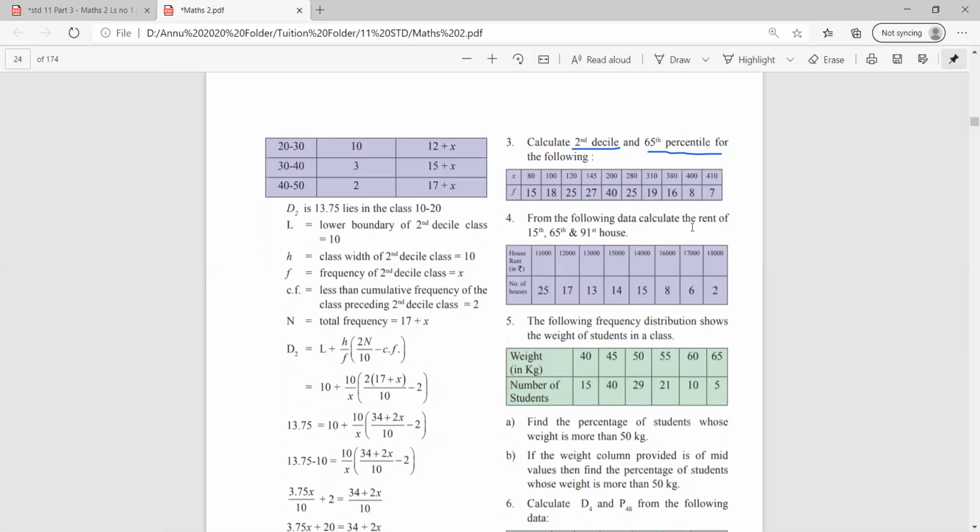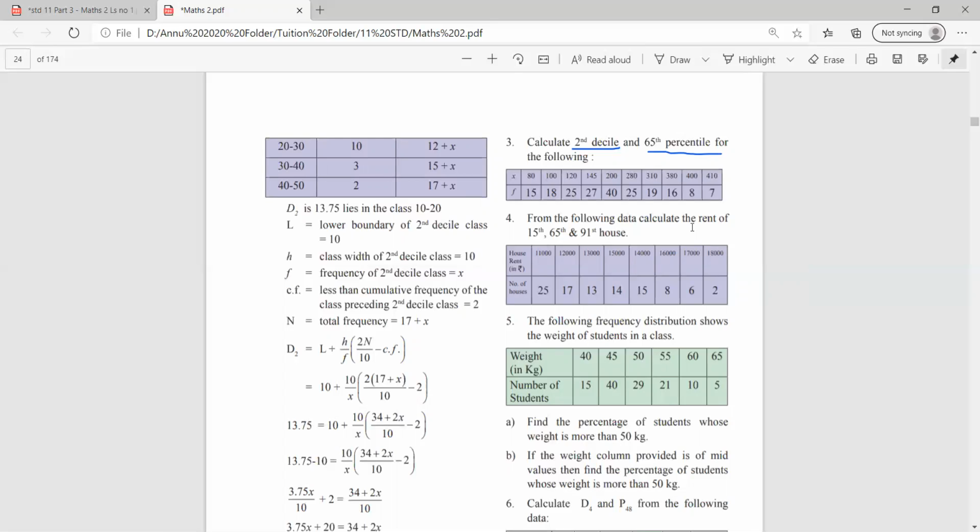Can you all tell me what are the 15th, 65th and 91st observations? Any idea what you have to calculate over here? Can it be quartiles? Can it be deciles? Or can it be percentiles? Correct. So class, this is none other than your percentiles, because the maximum deciles are till 9, D9.